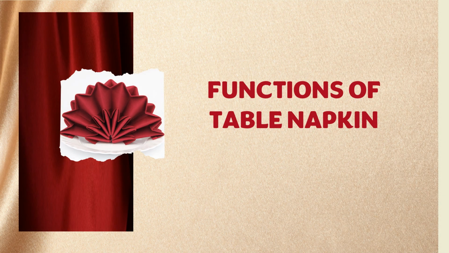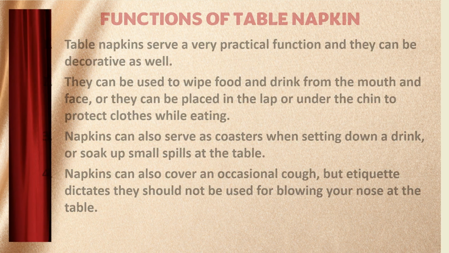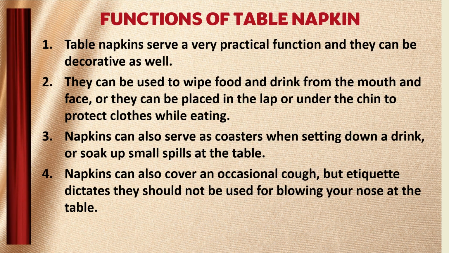Functions of table napkin. Table napkins serve a very practical function, and they can be decorative as well. They can be used to wipe food and drink from the mouth and face, or they can be placed in the lap or under the chin to protect clothes while eating. Napkins can also serve as coasters when setting down a drink, or soak up small spills at the table. Napkins can also cover an occasional cough, but etiquette dictates they should not be used for blowing your nose at the table.